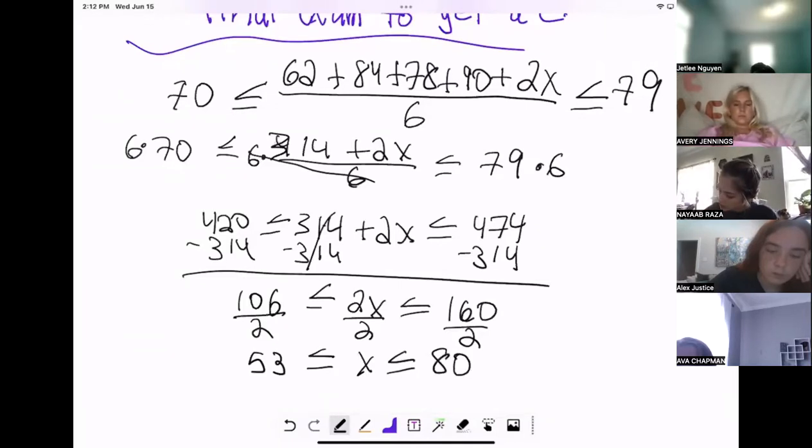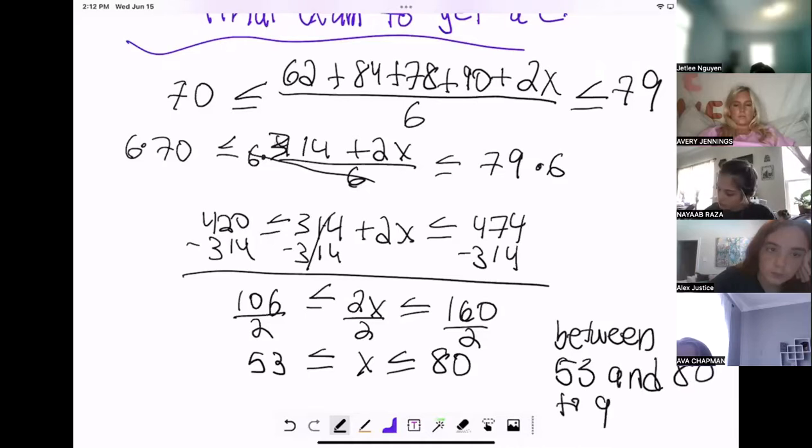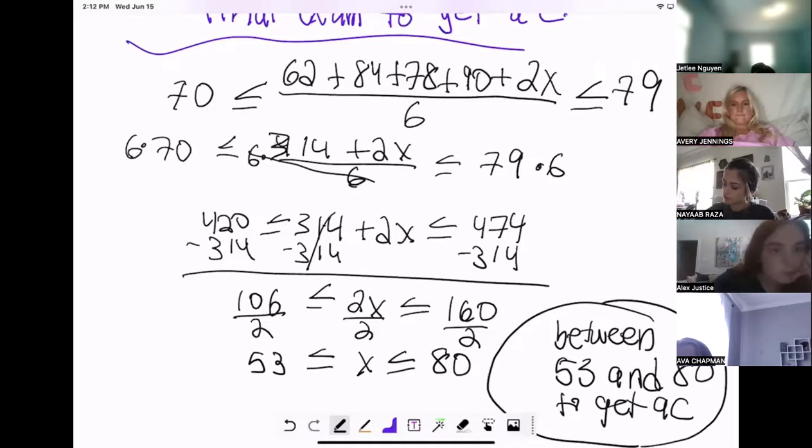So on her final exam, she has to get between 53 and 80 to get a C. And that's how you sort of do that problem. Thank you for fixing me, whoever that was.